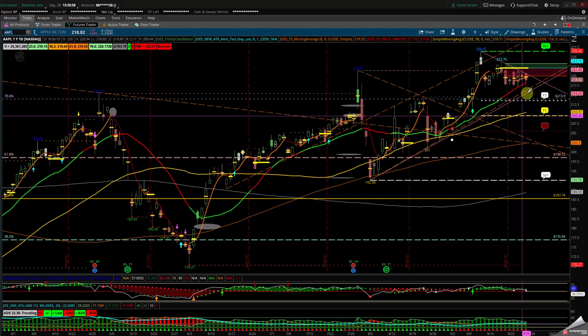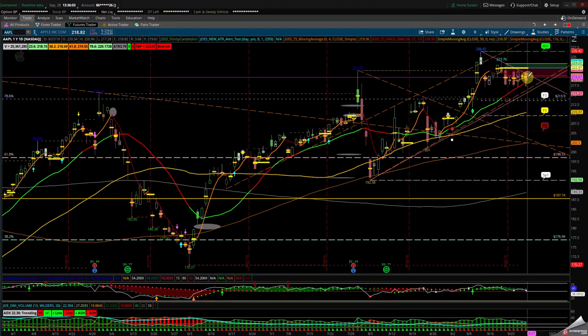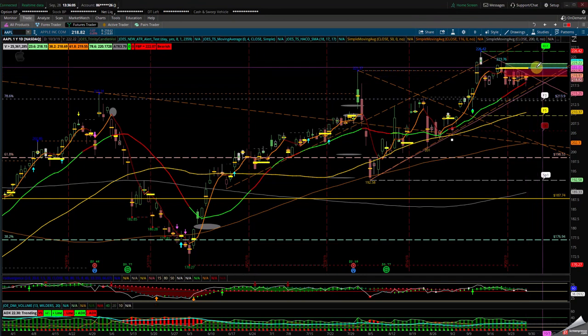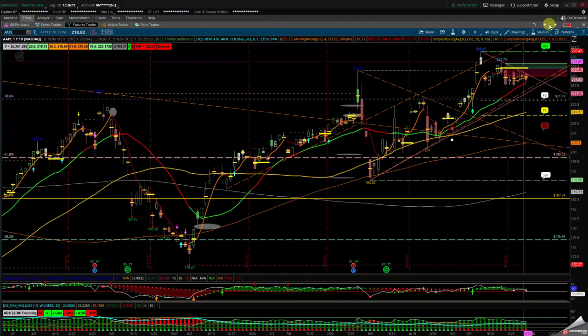So my line is first the 50 SMA and the fib. If it's going to continue higher, Apple has to get above the 222, call it 10 cents, 15 cents, in order to be bullish to continue higher.